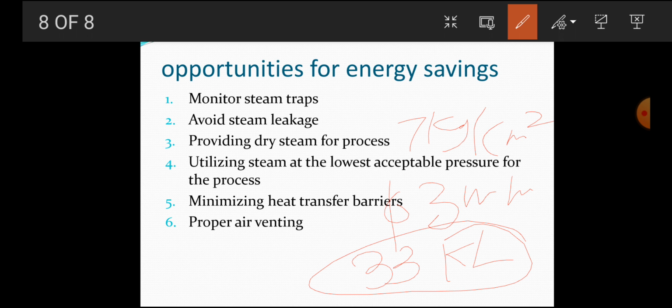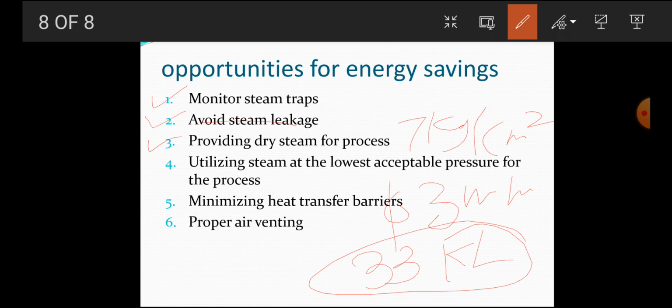So to avoid leaks, it may be worthwhile to consider replacement of flange joints, which are rarely opened in old plants, by weld joints. So in this way we can avoid the steam leakage.